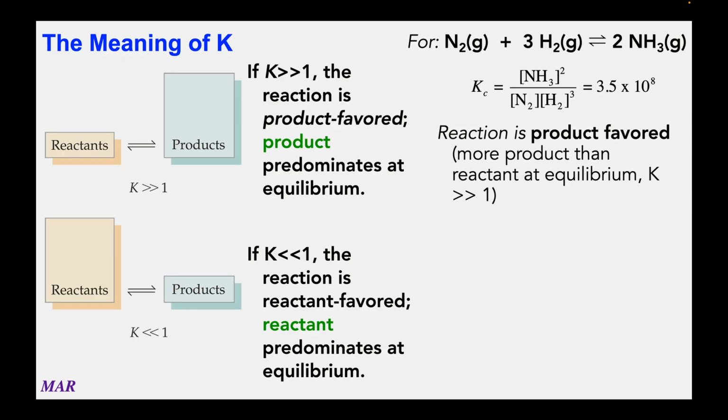This is an example of a reaction which is very product favored. That K is much, much, much greater than 1. This is how they make ammonia, all right?